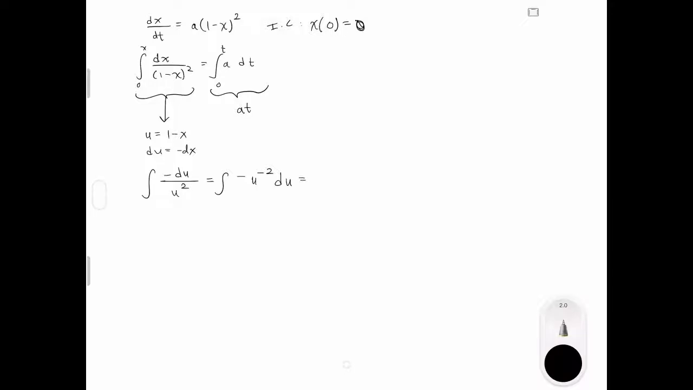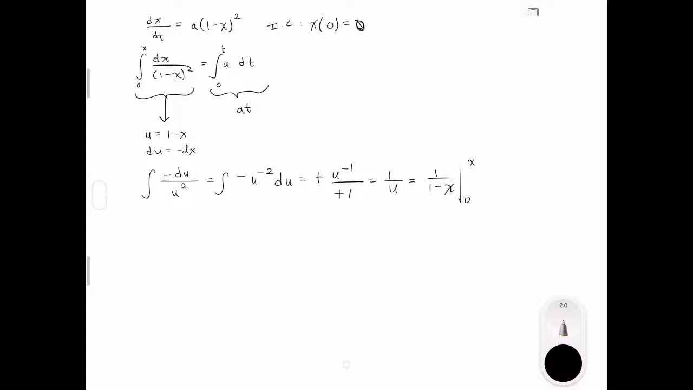And that therefore becomes negative u to the negative 1 over negative 1. And so the negatives cancel here, and you're left with u to the negative 1 power, or 1 over u. So recast it by plugging in what u equals, and take that from 0 to x, our limits.